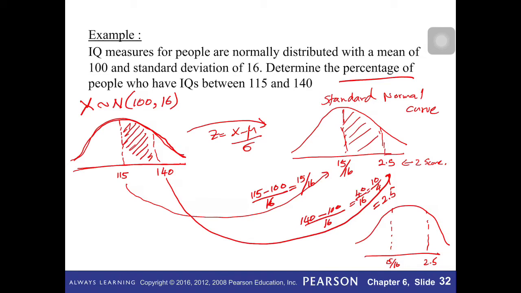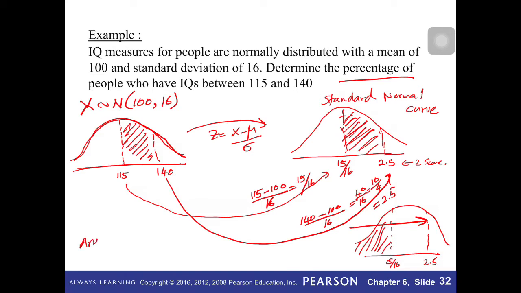So find the area up to this point, and then find the area up to here, and then get the difference. That value is the area between these two. Multiply by 100, you have the percentage. That's really easy. So this is what you have to do.